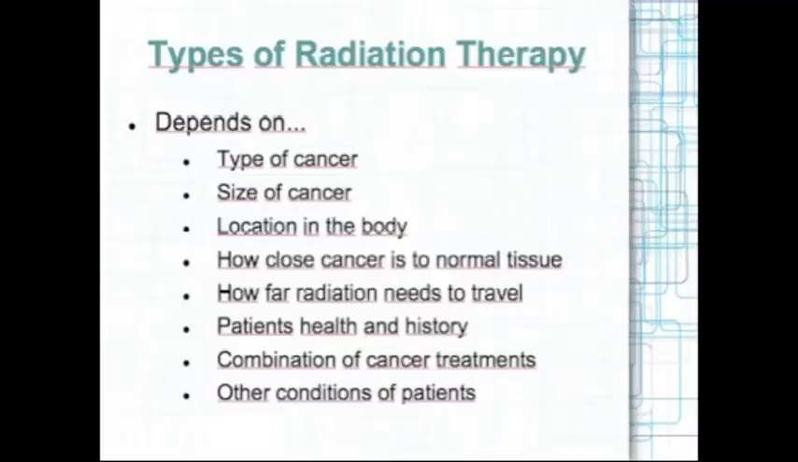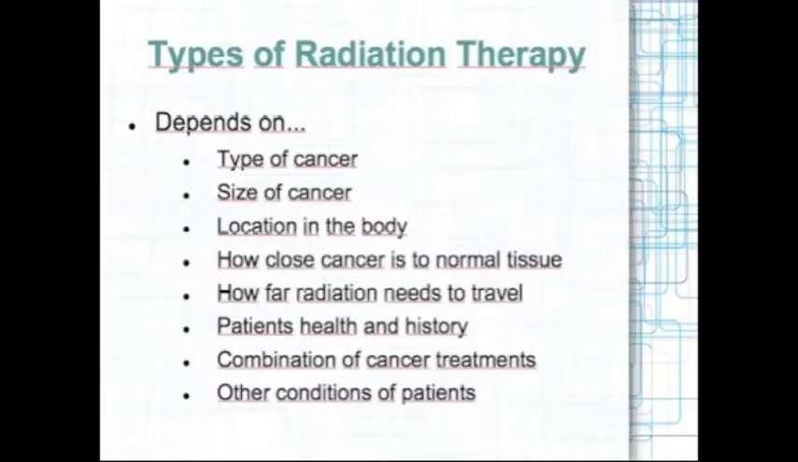There are different types of radiation treatment, and they vary by administration, location of radiation, and amount of radiation. Doses are measured in grays, where 1 gray is the amount of radiation energy absorbed by 1 kilogram of tissue.